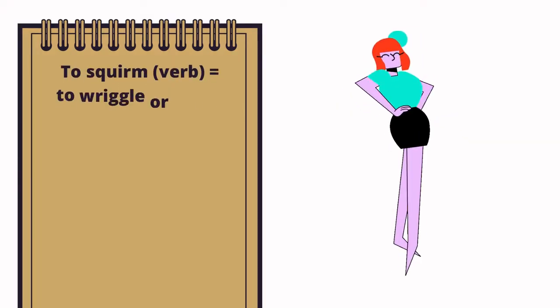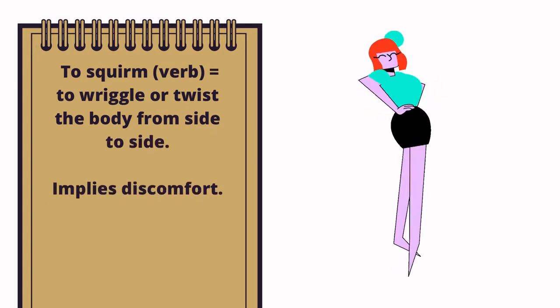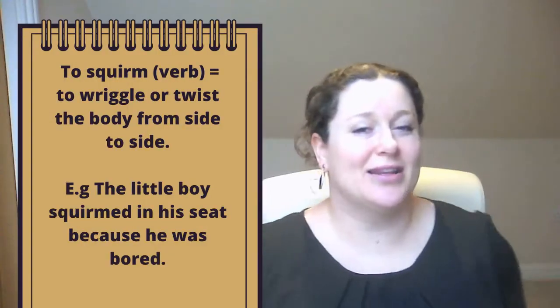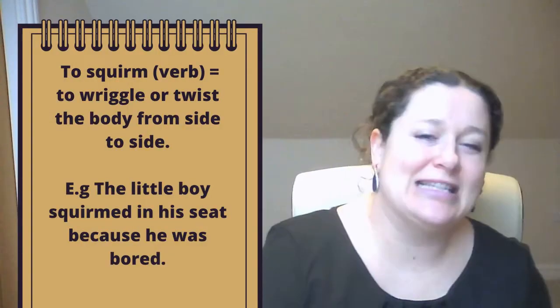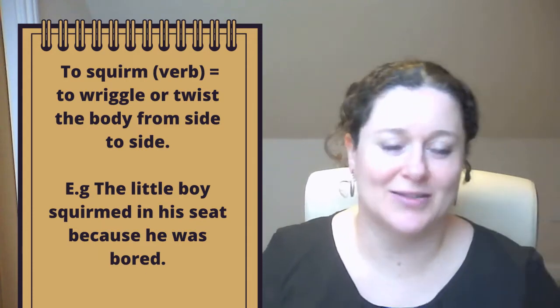To squirm means to wriggle or twist the body from side to side. For example, the little boy squirmed in his seat because he was bored.